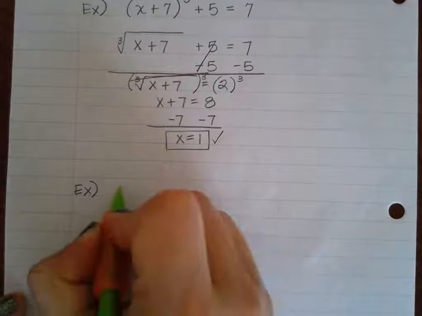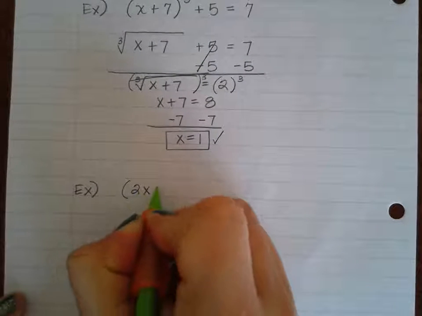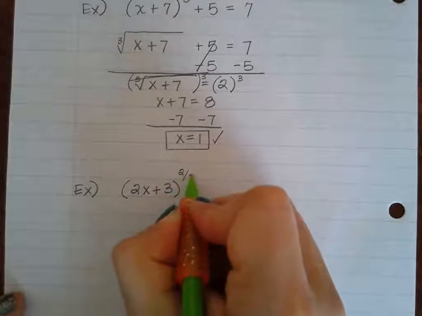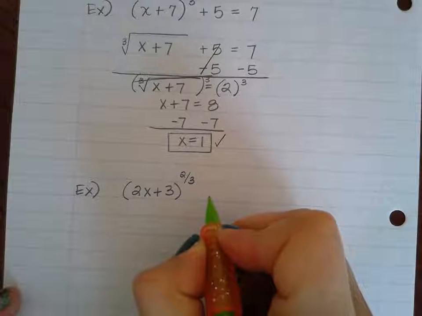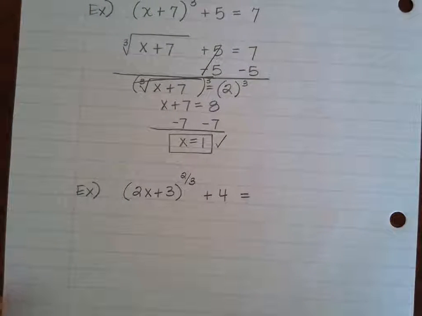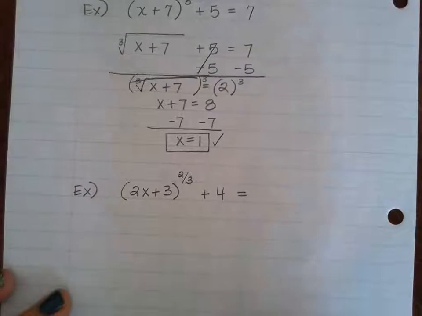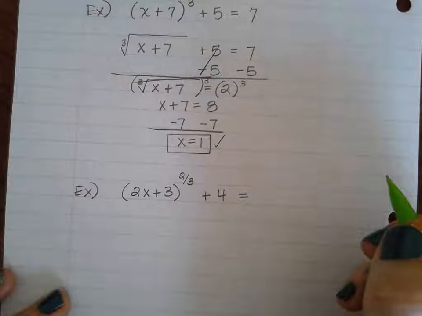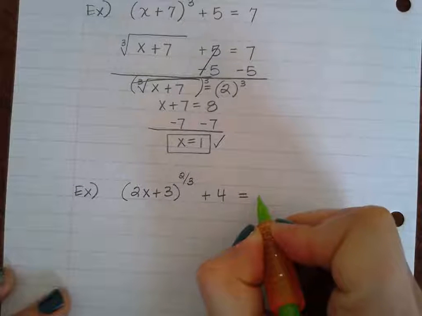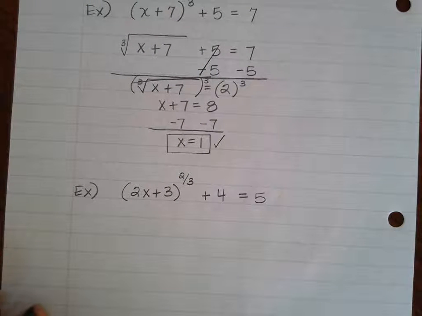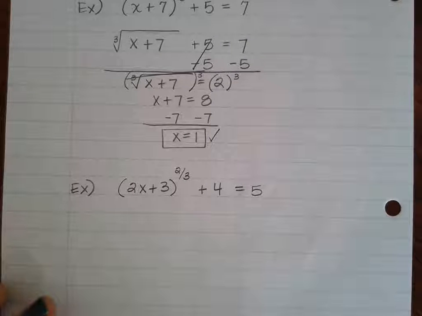Now let's say we had something like this: 2x plus 3 raised to the 2/3. And let's add 4, and let's make that be equal to something that's not too terrible. How about 5? Okay, keep it really basic. I just want you to go through the process more than anything.